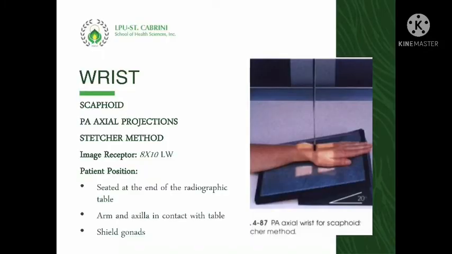The scaphoid is the most commonly fractured carpal bone. That's why there are several projections that emphasize it. One of the methods used to visualize the scaphoid is the Stecher method, a PA axial projection.